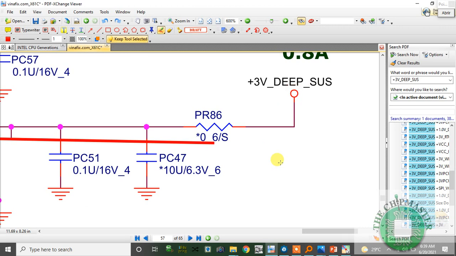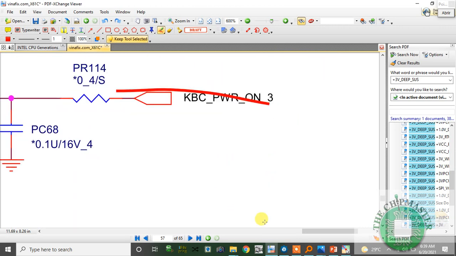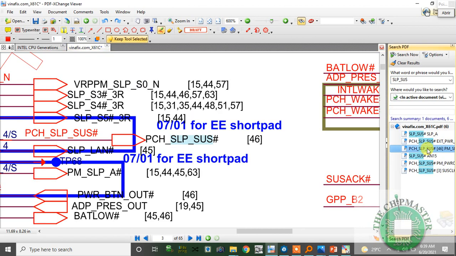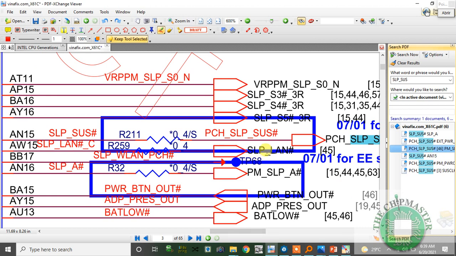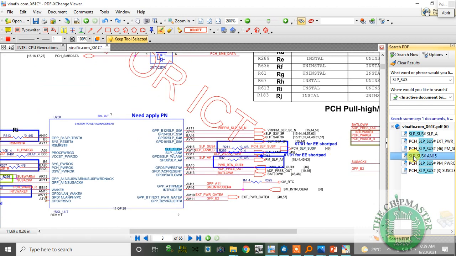Right? So the KBC needs SLP source. Its SLP source signal is not generated. If the signal is not generated, then we won't have the VCC PRIM power supply, hence the board cannot trigger. It's still in a dead state, right?